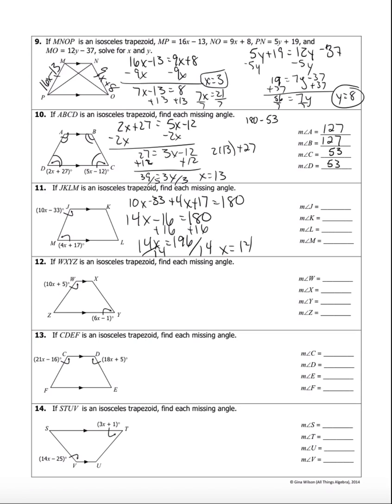Okay, so now I plug those in those two places. Here I'll do 10 times 14 minus 33 for angle J, and that'll give me 107. And when I plug it in with M, 4 times 14 plus 17, that'll give me 73. And I know that J and K are equal, so K will also be 107. I know that M and L are equal, so those will also be 73.